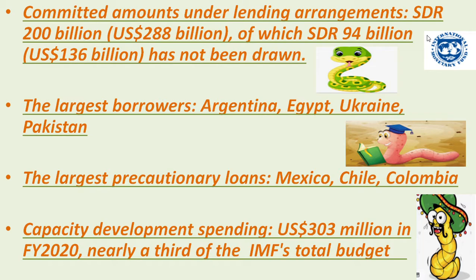The largest borrowers are Argentina, Egypt, Ukraine, Pakistan. The largest precautionary loans, Mexico, Chile, Colombia. Capacity development spending, US dollar 303 million in financial year 2020, nearly a third of the IMF's total budget. If we look at these two points, largest borrowers, it can change according to their needs. And there is also one point, largest precautionary loans. It can also change, but it is the present data at present that we have seen. Okay.